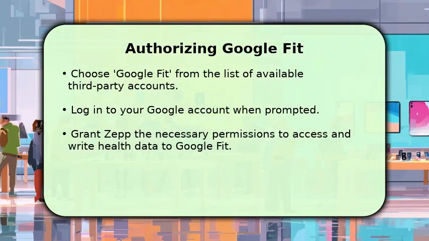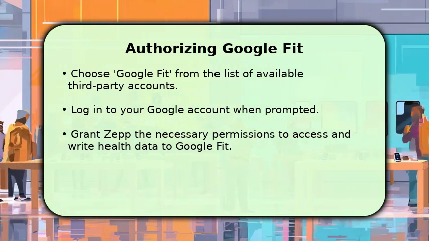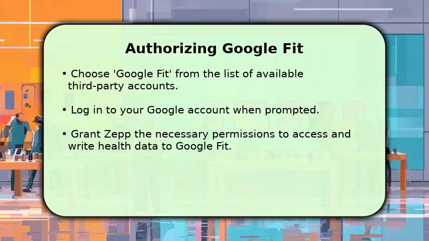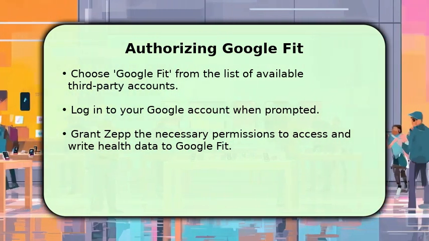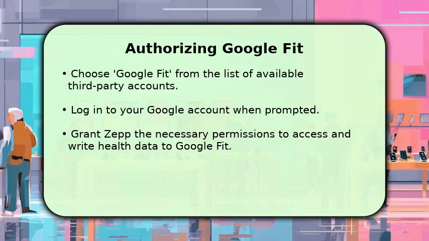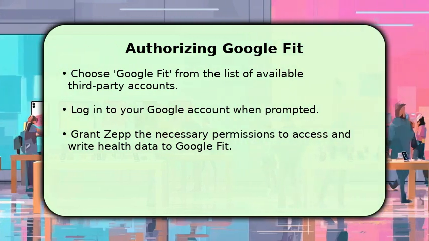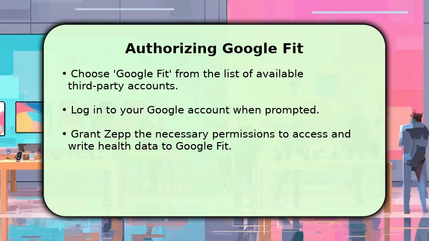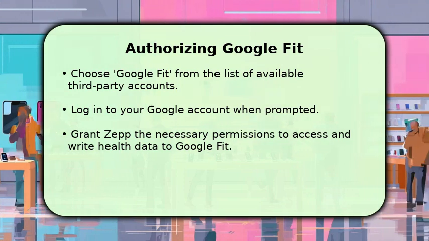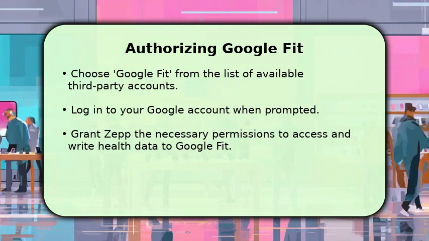Next, you will see a list of available third-party services. Select Google Fit from this list. The app will then prompt you to log into your Google account. Make sure to use the account associated with your Google Fit data. Crucially, grant Zepp all the necessary permissions to access and write your health and activity data to Google Fit. Without these permissions, the synchronization cannot proceed effectively.